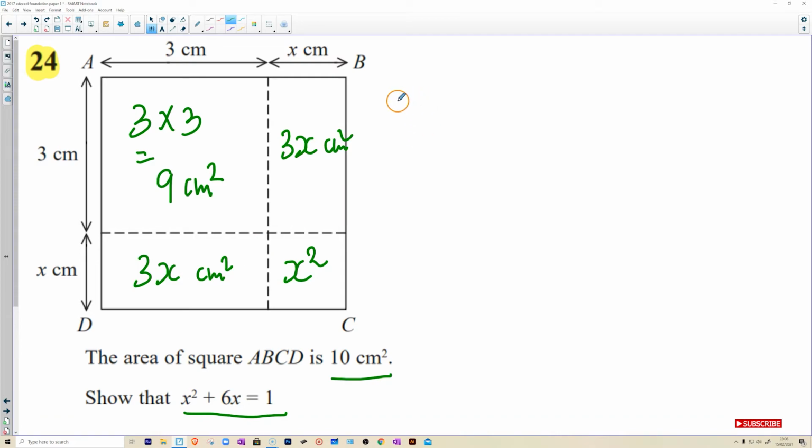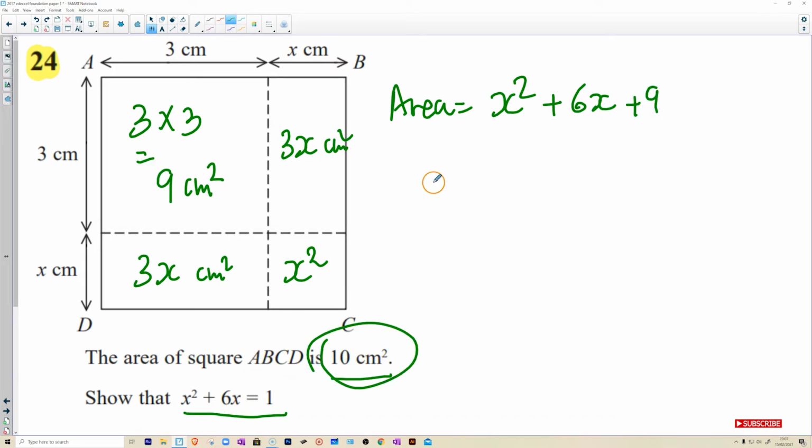So the total area is going to be equal to, well, let's add all the x squared, and there's only one of them, and then we can add the x's, so 3x plus 3x is going to be 6x, and then we have plus 9. But we're told area is 10, so what do we need to do? We just need to make x squared plus 6x plus 9 equal to 10.